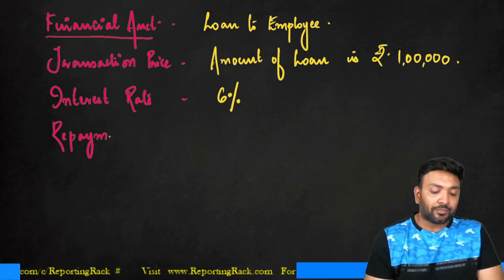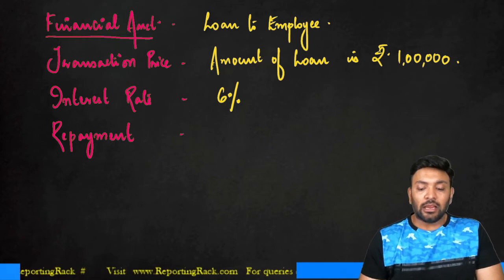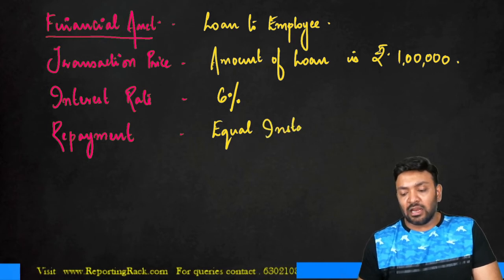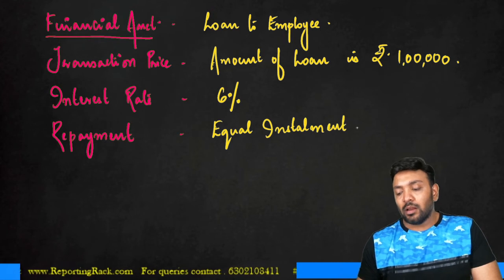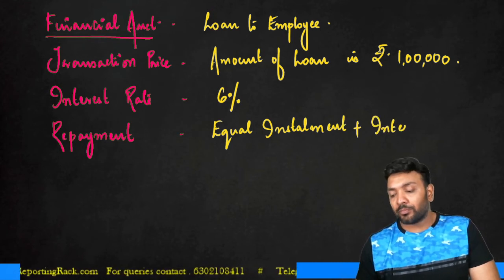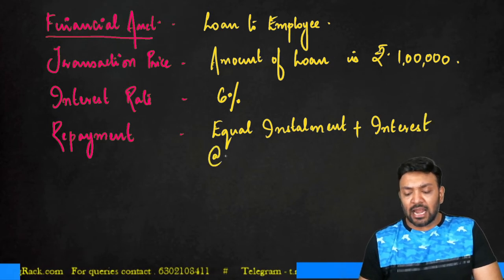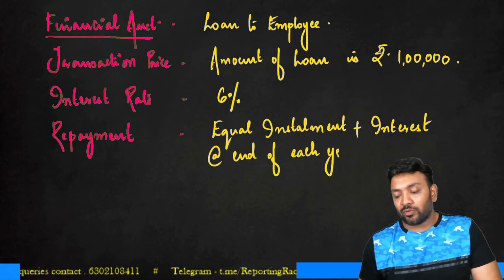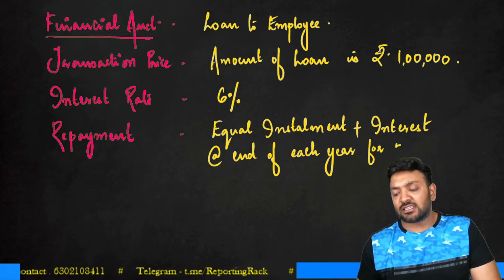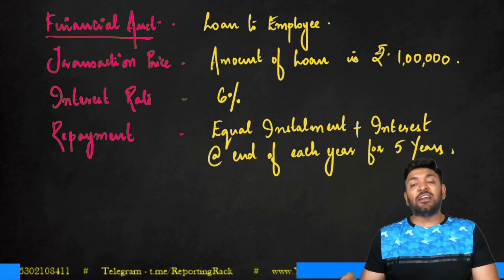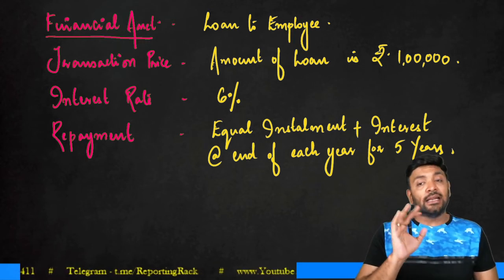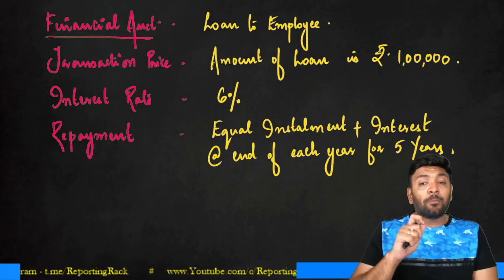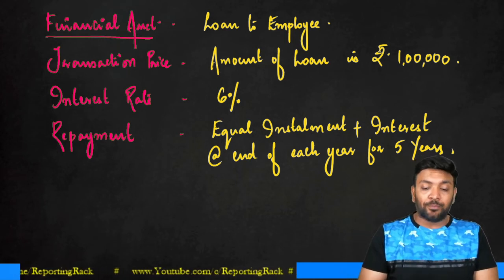Repayment in equal installments along with interest at the end of each year for 5 years. Over 5 years, equal installments will be paid along with interest. Equal installment over 5 years for 1 lakh of loan is 20,000. So a 20,000 installment for payment of principal, along with interest, has to be paid.